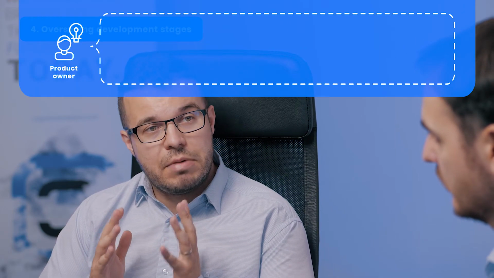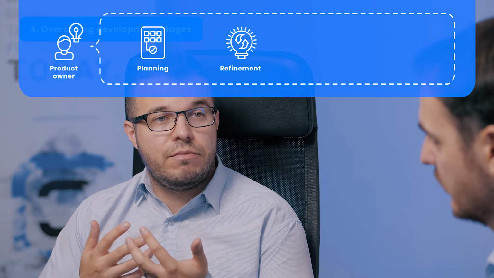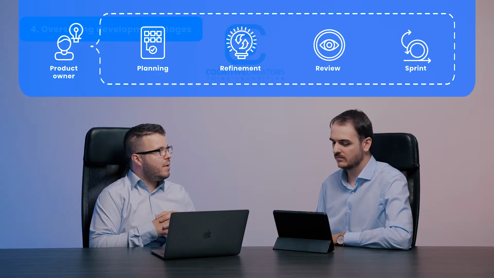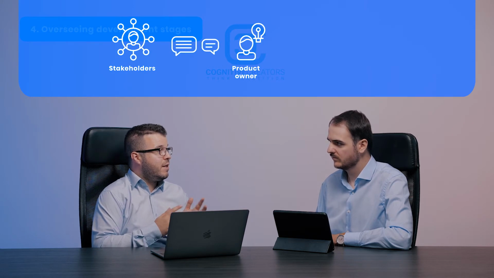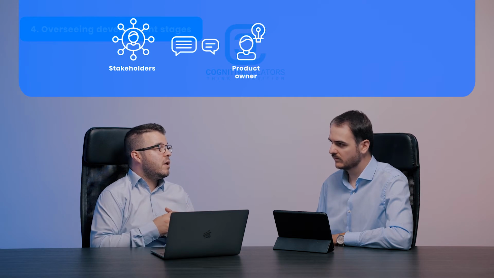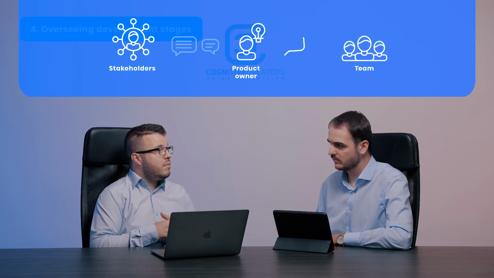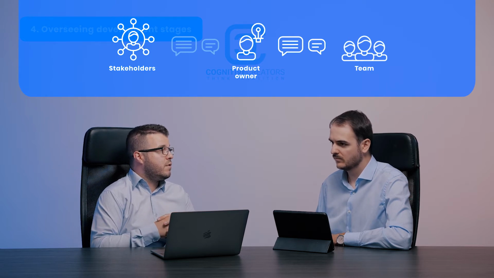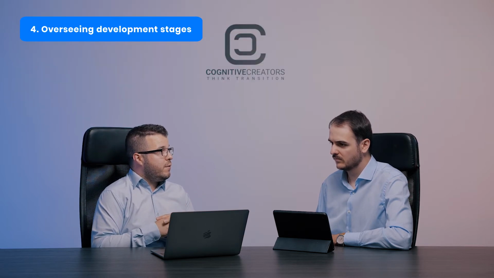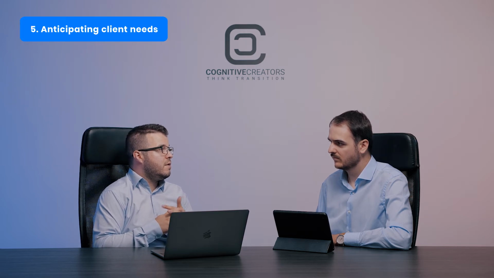They are a key player throughout each event, including planning, refinement, review, and sprint. During the planning stages, the Agile product owner works with stakeholders to identify and organize the steps required for the next iteration. They will then meet with their team to refine the process, identify areas for improvement, and support the sprint. Going forwards, the 5th responsibility would be anticipating client needs.